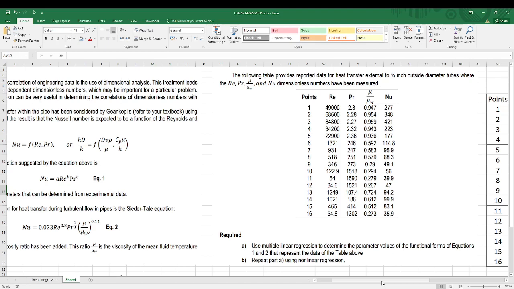So the requirement: use multiple linear regression to determine the parameter values of the functional form of equations 1 and 2 that represent the data of the table above. The second one would be just to repeat the solution from part A, but instead using nonlinear regression.